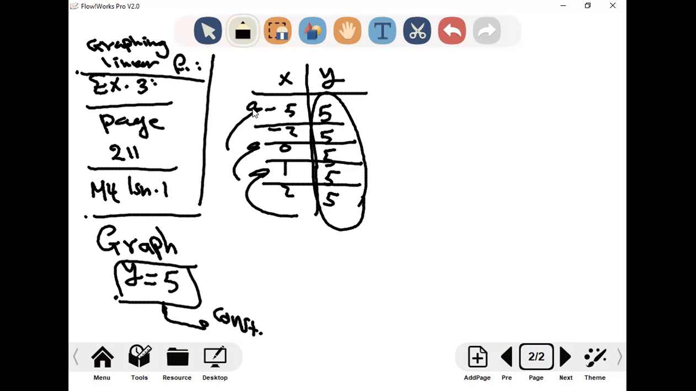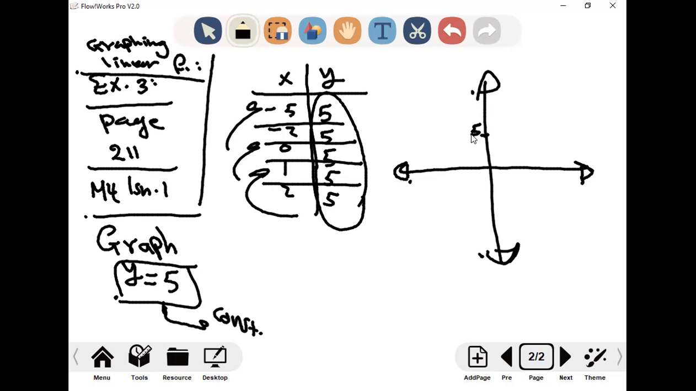But how do we graph it? Go to your coordinate plane. This is the 5. The points we made yesterday as ordered pairs will all be on the same 5. So you make a line intersecting the y-axis at 5. Got it? Do we understand how we graph it?